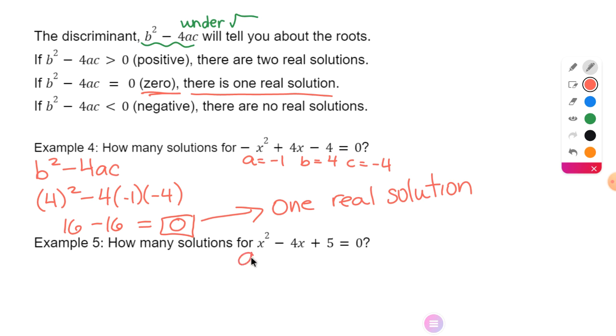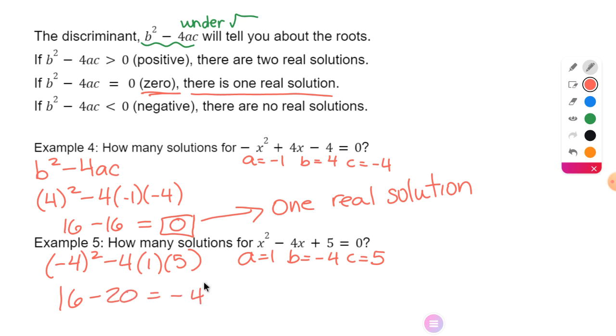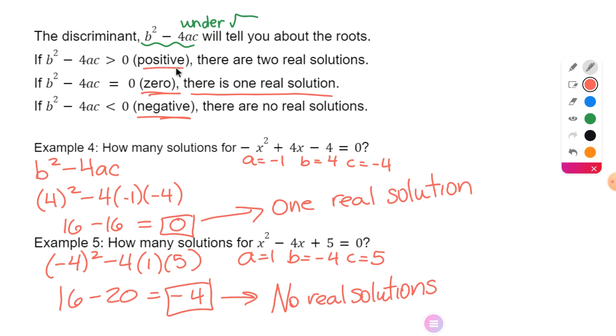All right, example 5, a equals 1, b equals -4, c equals 5. Again, b squared minus 4 times a times c. So 16 minus 20 is -4. Well, let's see, if it's negative, there's no real solutions. Okay, and then the last, if your discriminant was positive, we would have 2 real solutions.